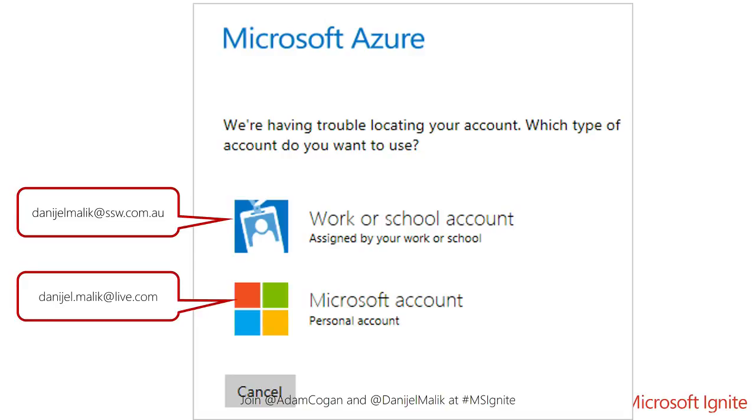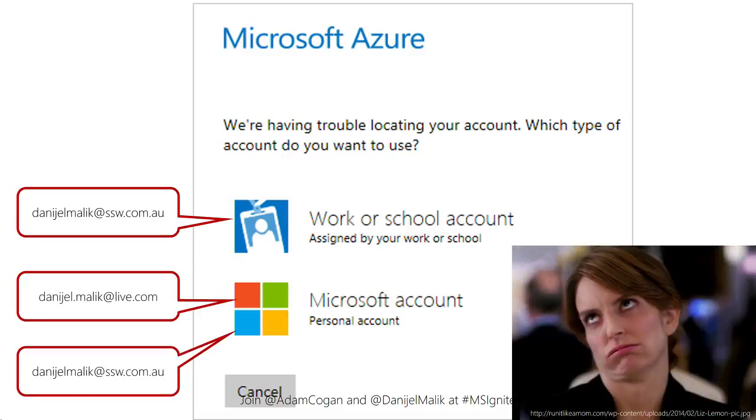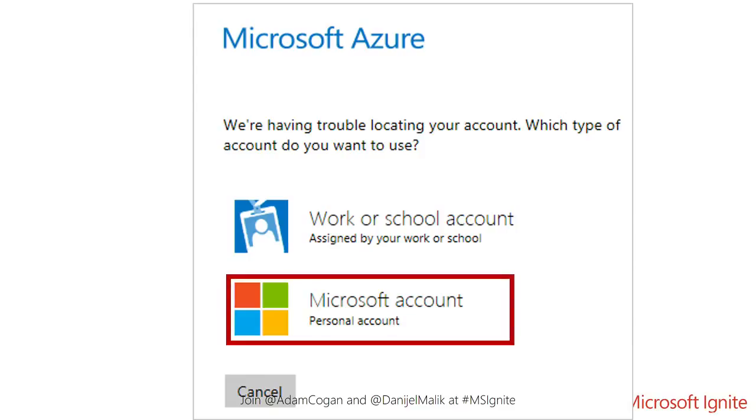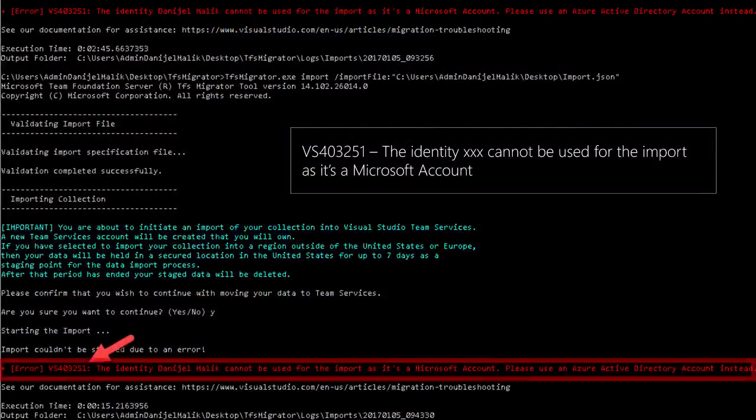Daniel.malik@live.com is my personal MSA account. But Daniel Malik at ssw.com.au can be my personal account as well. And that's where that confusion comes from. So what I've done, I clicked on that one, better safe than sorry. So you go ahead, and then you get this.